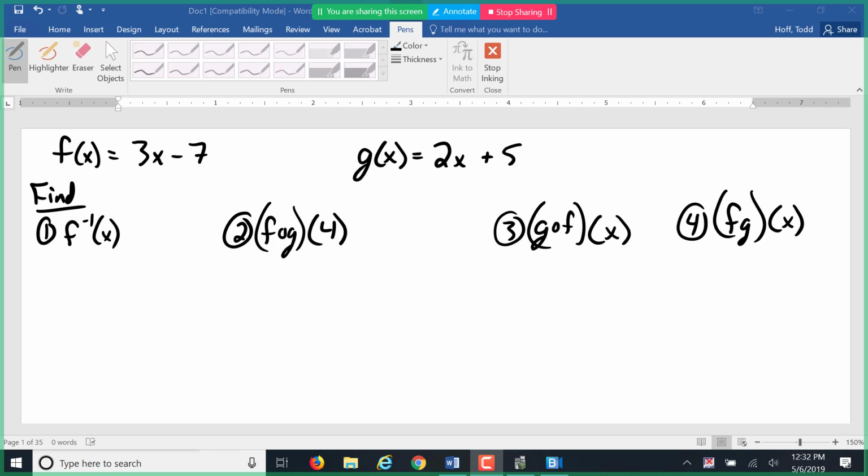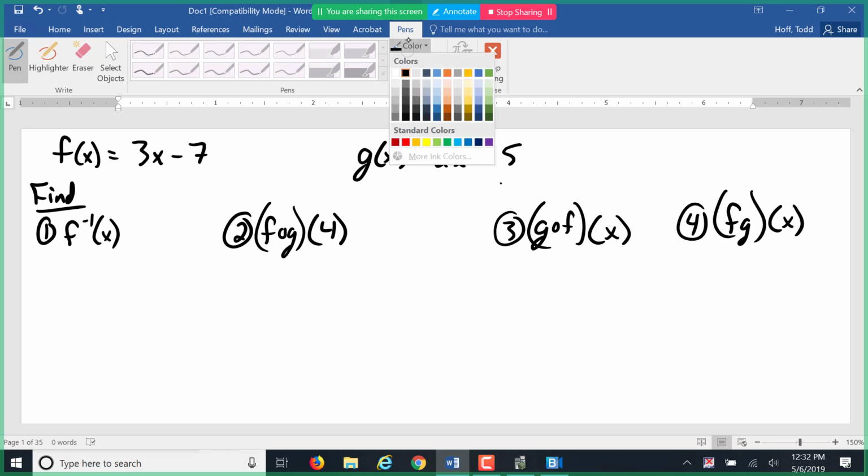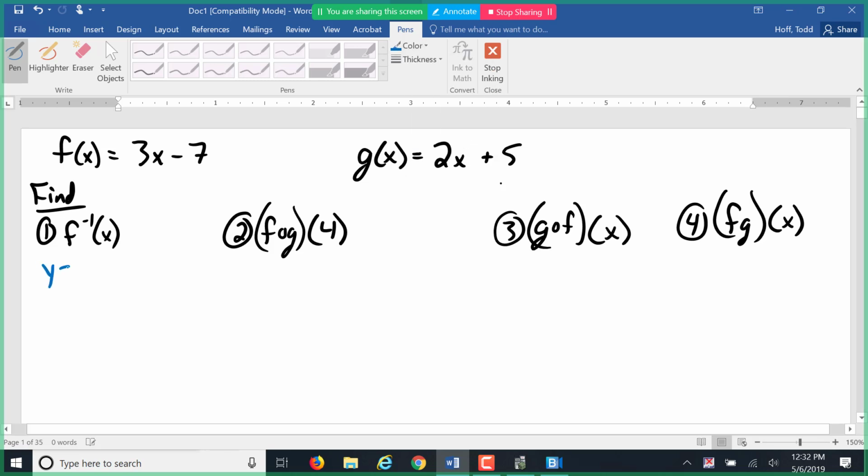So just a little bit of a review of our operations with functions. Starting off with inverse functions here for number 1. If we know that f of x is 3x minus 7, then technically we'll rewrite that as y equals 3x minus 7. To find f inverse of x, we switch x and y, and then we solve it again for y.